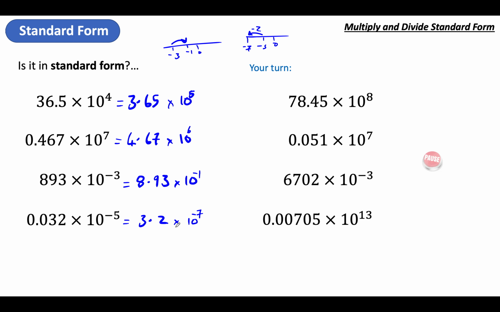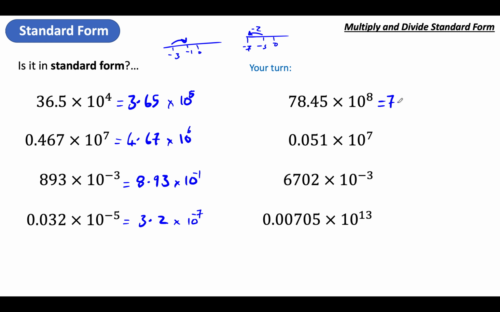Right, your turn. There's 4 to do. Adjust them so they're now in standard form, please. Oh, you know, pause the video. Usual thing. Right, I've unpaused.